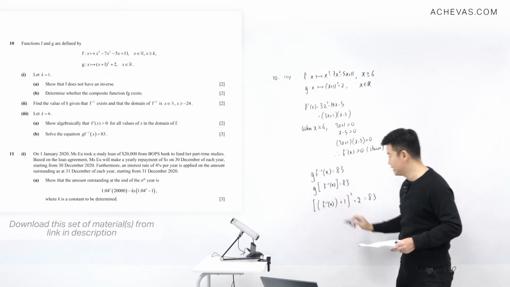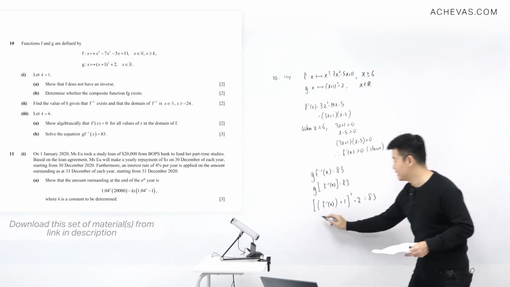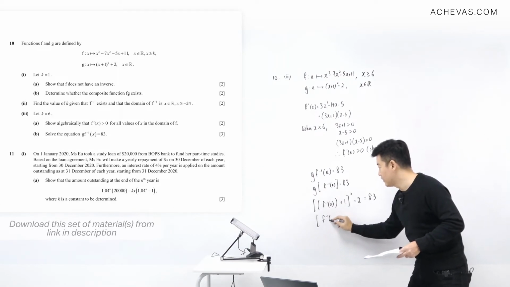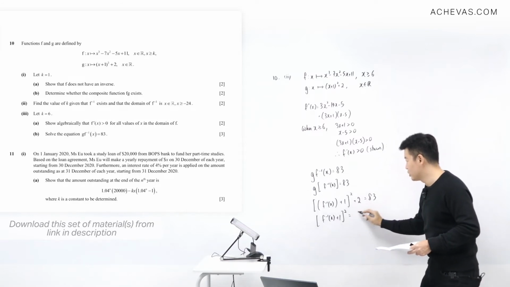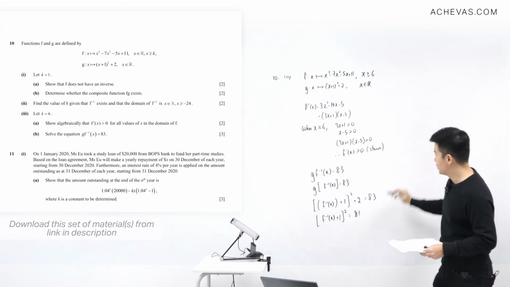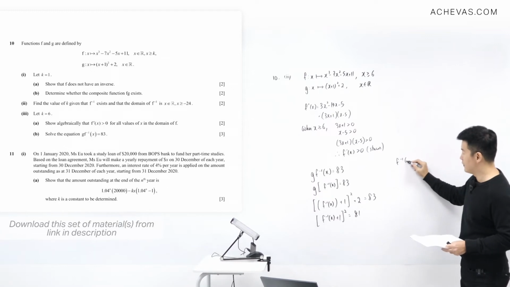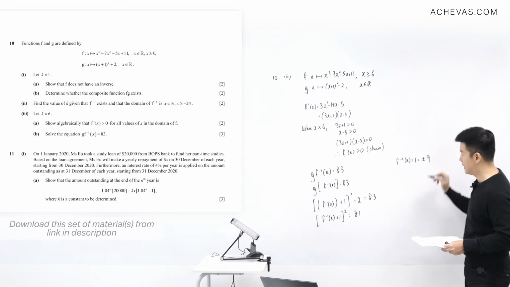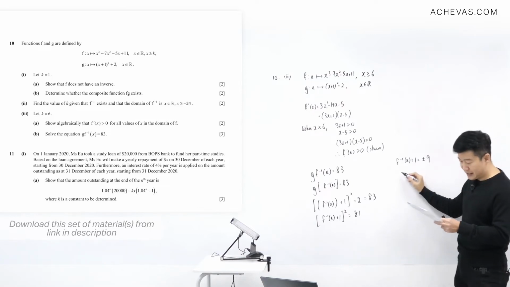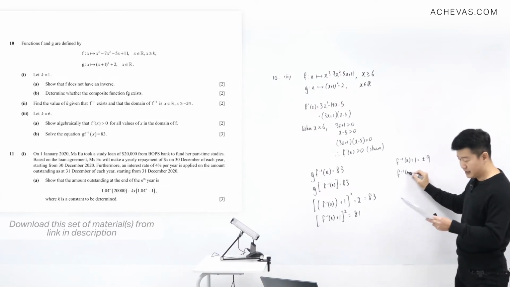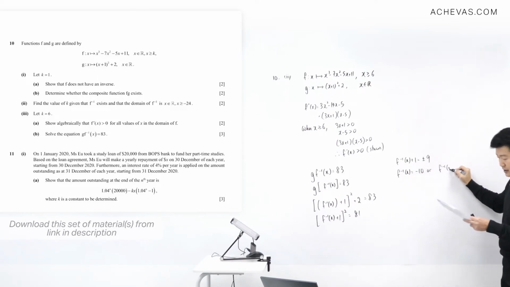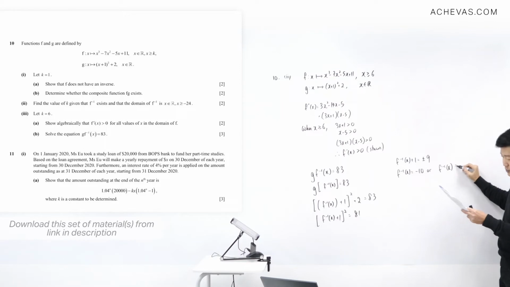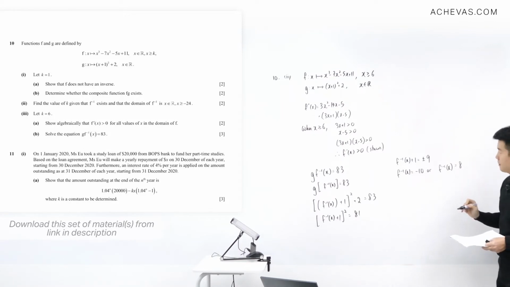So we have this, which means that (f inverse x + 1) squared is going to be equal to 81. So this tells us that f inverse x + 1 is going to be equal to plus or minus 9, which means that f inverse x is going to be equal to negative 10, or f inverse x is going to be equal to 8.